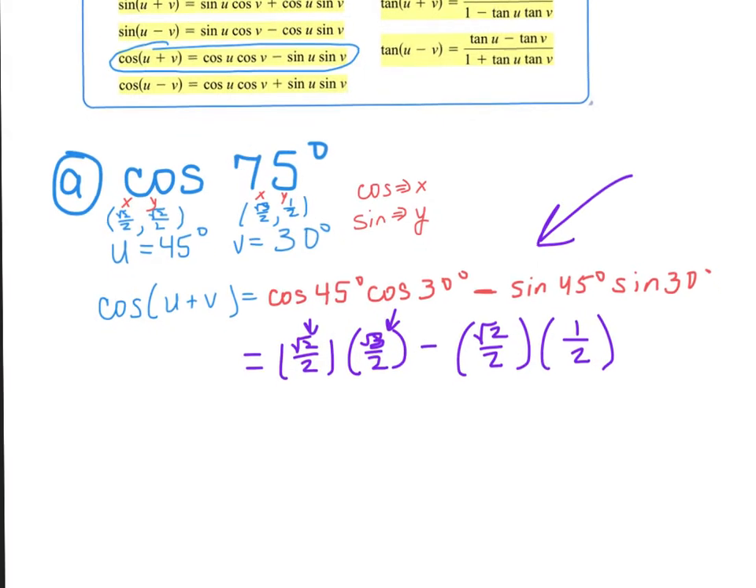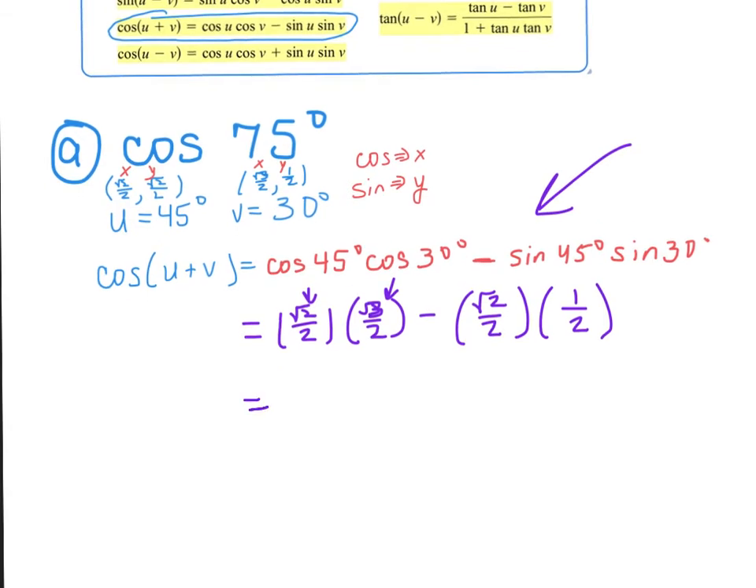So now we just simplify, guys. If I have the square root of 2 times the square root of 3, that gives me what? The square root of 6 over, what's 2 times 2? 4. Minus, numerators, square root of 2 times 1, square root of 2, over 2 times 2 is 4.